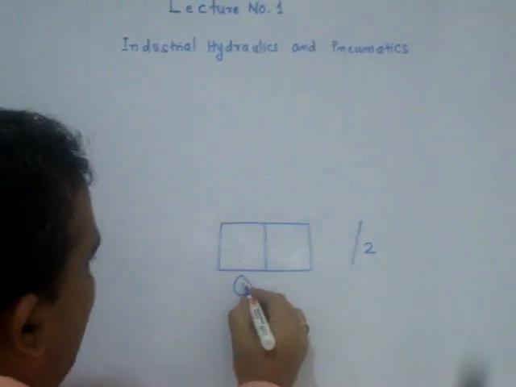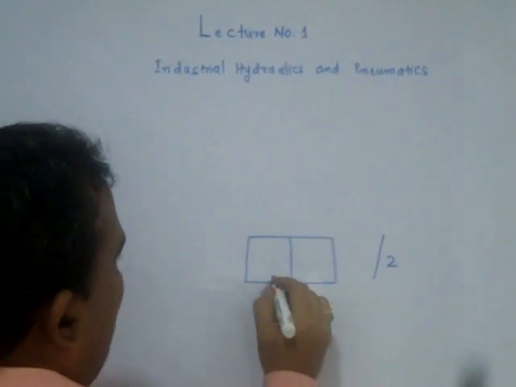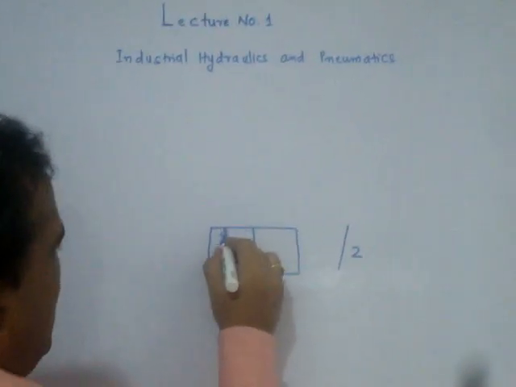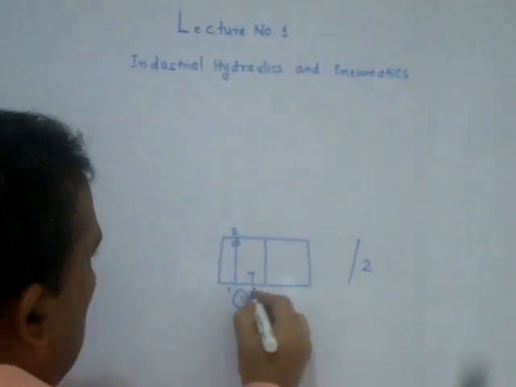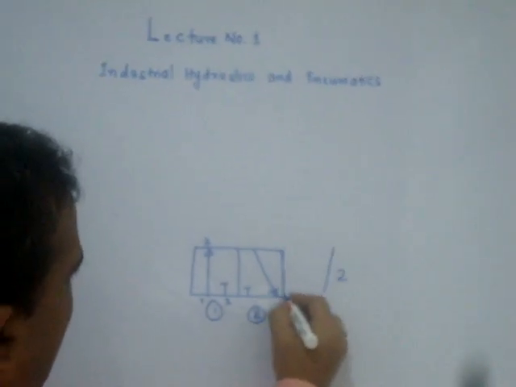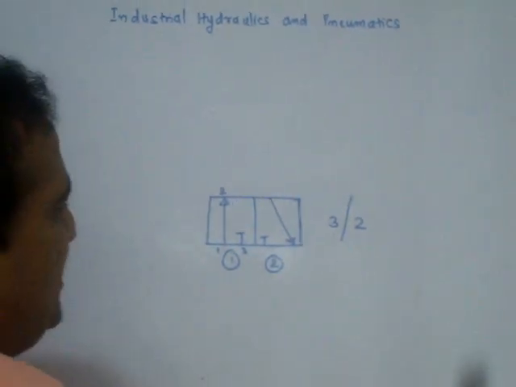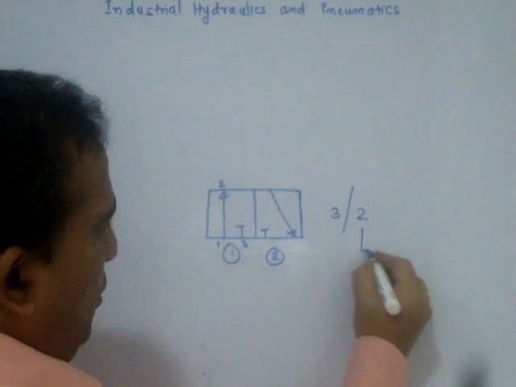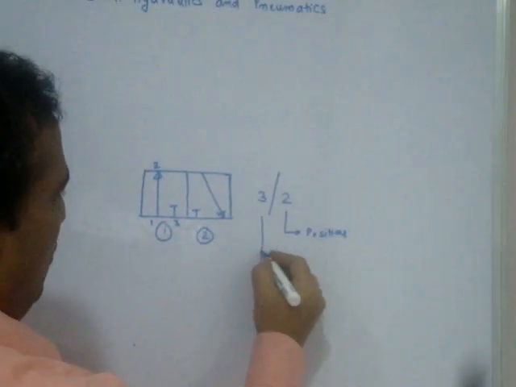This position is 1, this position is 2, so that is 2. And in this position, suppose for example there are 3 holes. Suppose 1, 2, 3 holes, and here also the mirror image. Now holes are 3, so it is called a 3 by 2 valve. Positions are 2, and ports are 3.